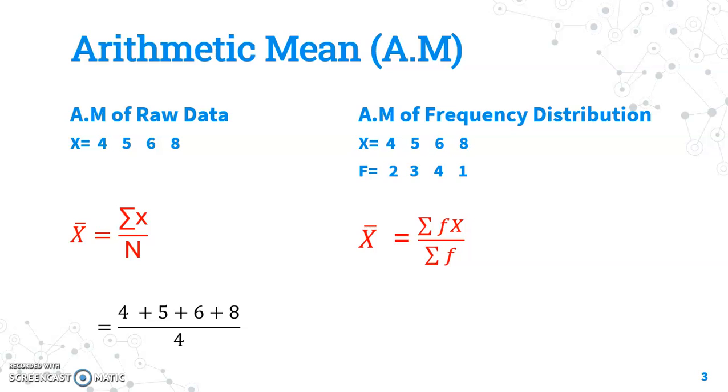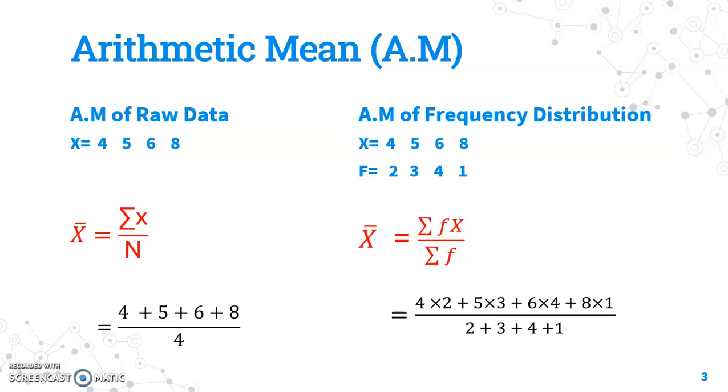So here in this case, the formula is X bar is equal to summation F into X divided by summation F. We will understand the formula. Now 4 is the first element with frequency 2. So 4 into 2 plus 5 with frequency 3. So 5 into 3 plus 6 with frequency 4 and 8 with frequency 1. We are dividing with summation of F.